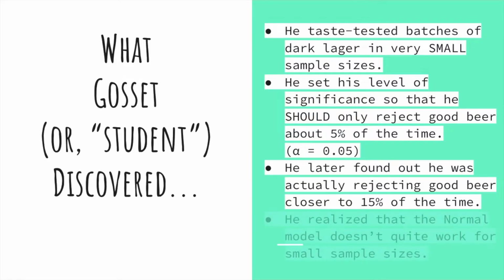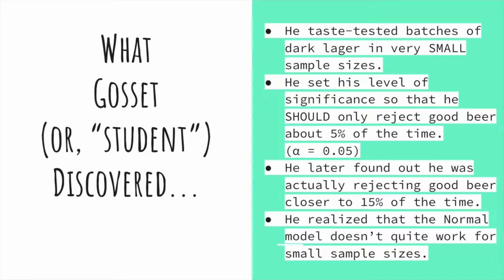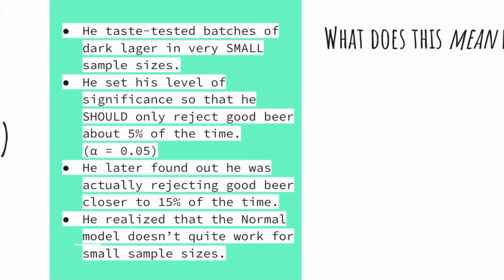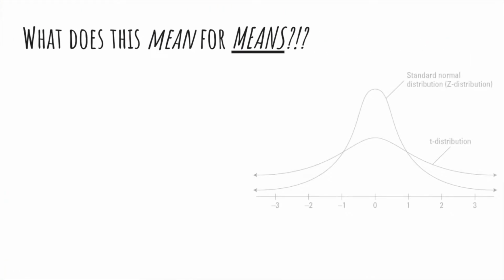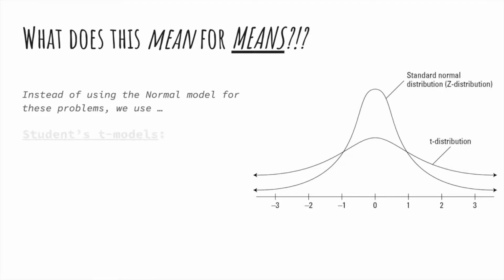So something was going on, and he realized that the normal model, which is what we've always used, doesn't work quite as well with smaller sample sizes. More specifically, what this means for us is that we are not actually using the normal model most of the time for a means problem. We're using something called a t-distribution or a t-model. More specifically, they were known as the Student's t-models because that was his pseudonym.